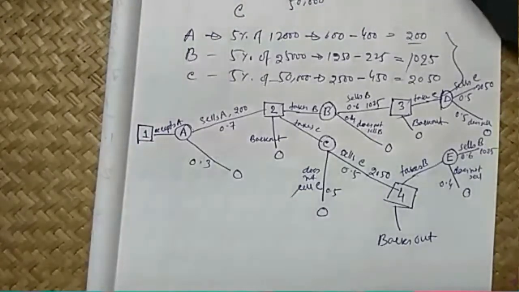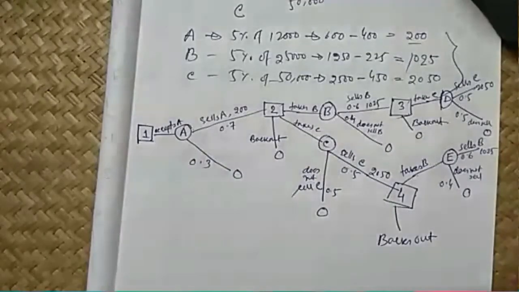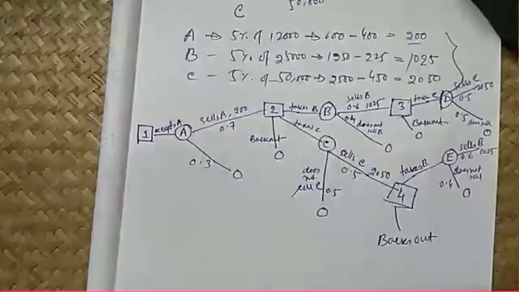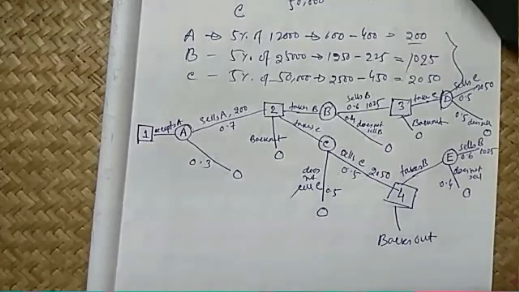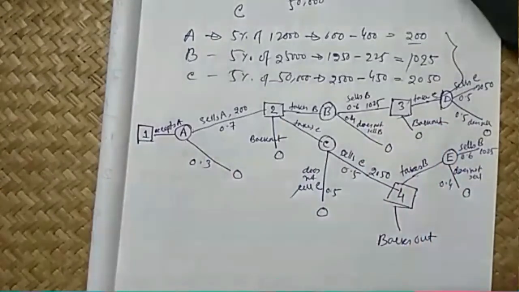If the tree is clear to you, then we will stop today, and in the next class we will again start the analysis and go for the rectangle. Those are not decision nodes. Decision nodes are, you see, these 1, 2, 3, 4, these are decision nodes, and those having probability are the chance nodes.